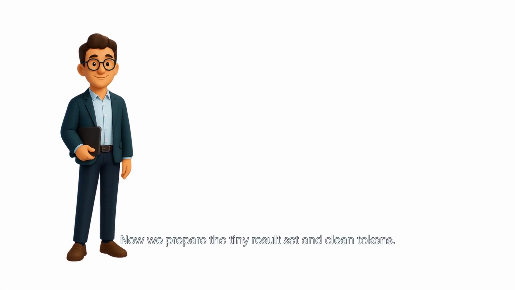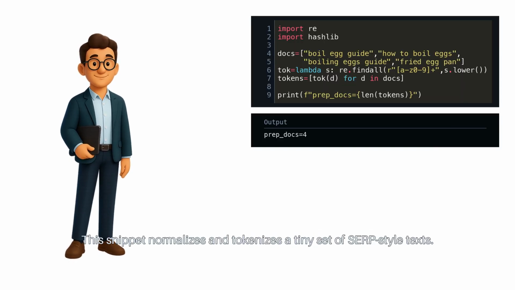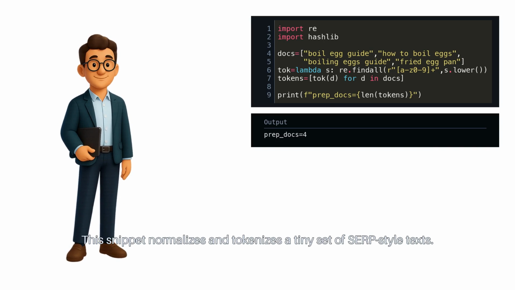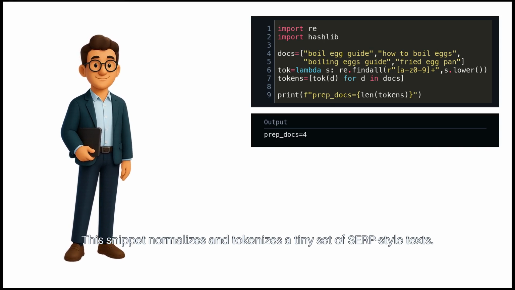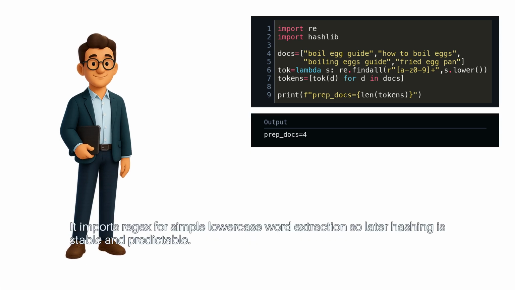Now we prepare the tiny result set and clean tokens. This snippet normalizes and tokenizes a tiny set of SERP-style texts. It imports regex for simple lowercase word extraction, so later hashing is stable and predictable.